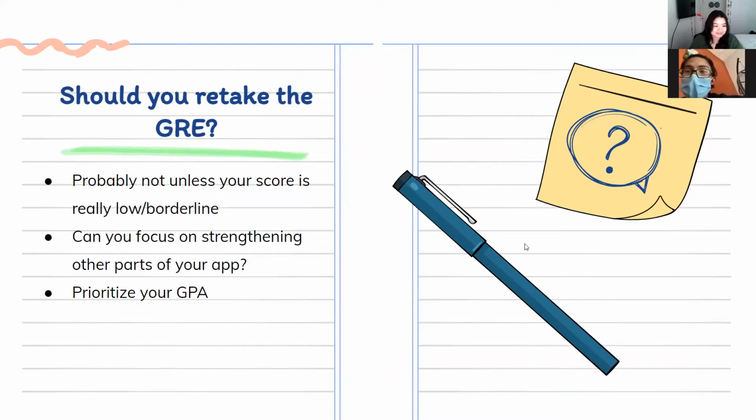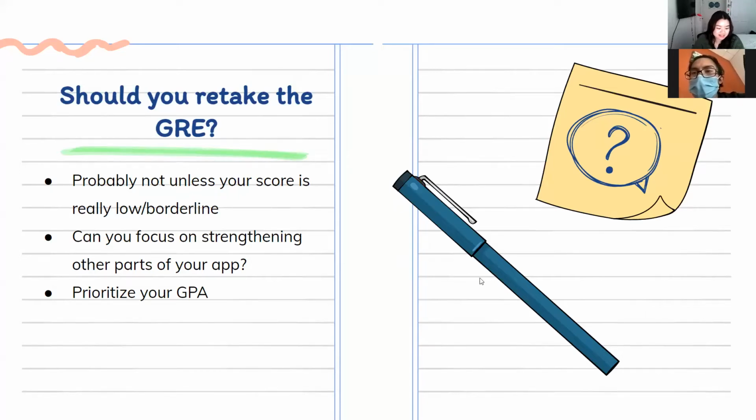Okay, so when should you retake the GRE? Probably not, unless your score is really low, especially in regards to what the schools you're applying to are looking for. If it's not going to hinder your application for graduate school, maybe you can focus more on those aspects before you try to retake it. Maybe just prioritize your GPA.